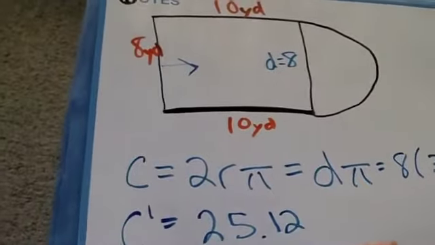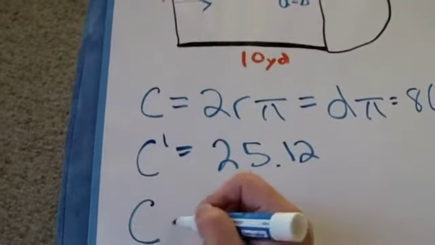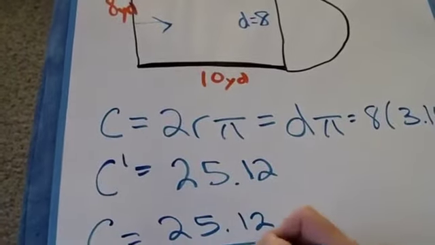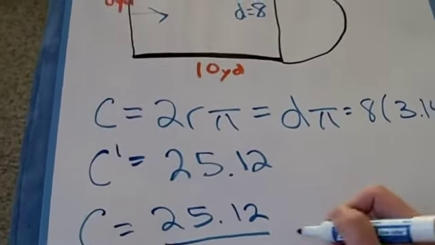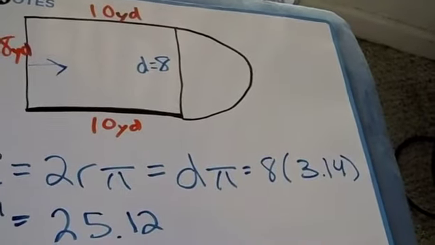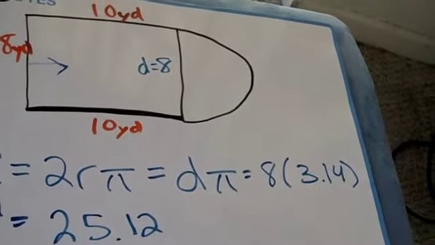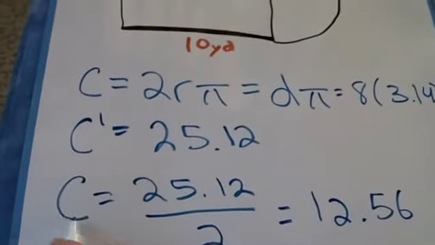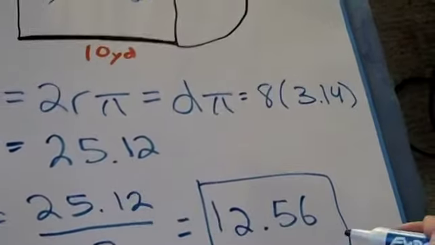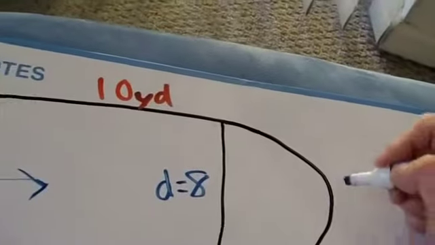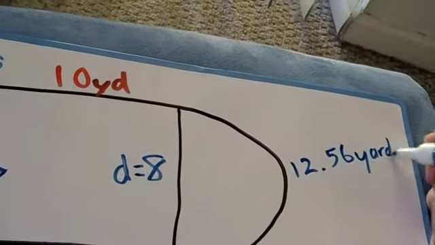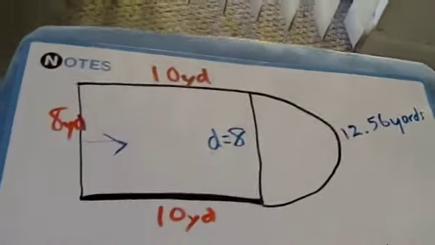Keep in mind, however, that circumference is the distance around a full circle, but because we only have a semicircle here, we have to divide the full circumference by 2 to get the actual distance for the semicircle. So 25.12 divided by 2 is equal to 12.56. Therefore, the distance for the semicircle is 12.56 yards for this specific section.